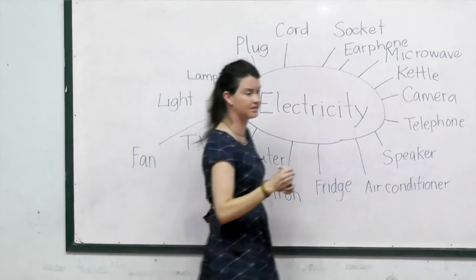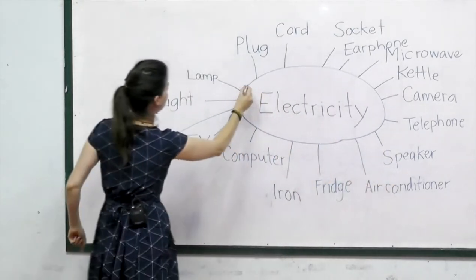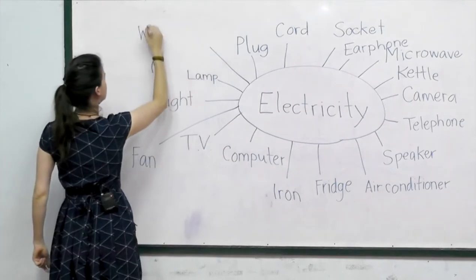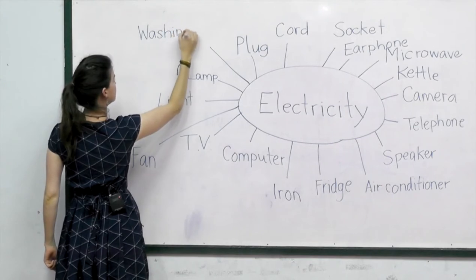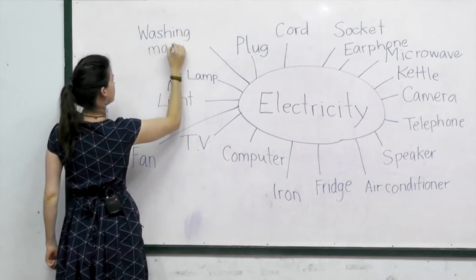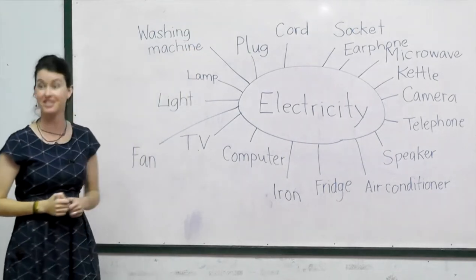Washing machine. Over here? Okay, let's put it right over there. A washing machine. A washing machine uses electricity. Do you have another one for us?